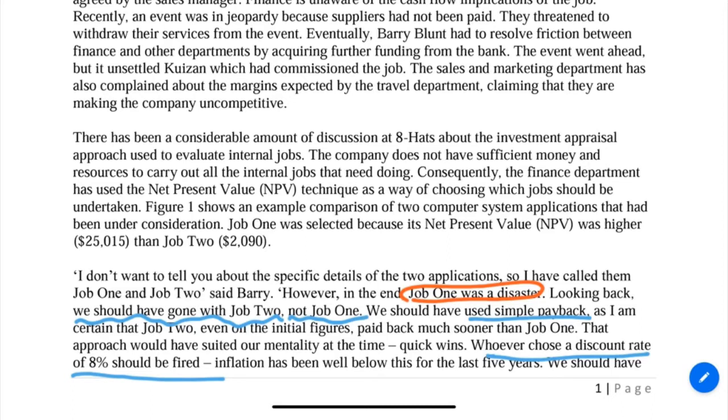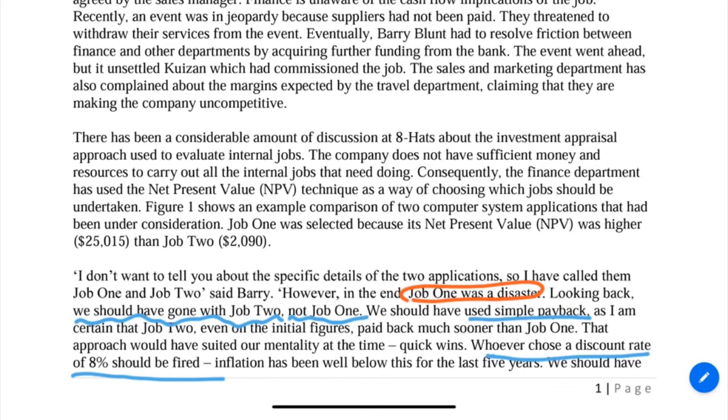That's why Barry tells the finance department that because they chose the wrong appraisal technique, job 1 became a disaster. If they had chosen the appropriate technique to evaluate, they would have chosen job 2, not job 1. You can see Barry start to put the blame on the finance team. According to Barry, we should use simple payback instead of NPV.